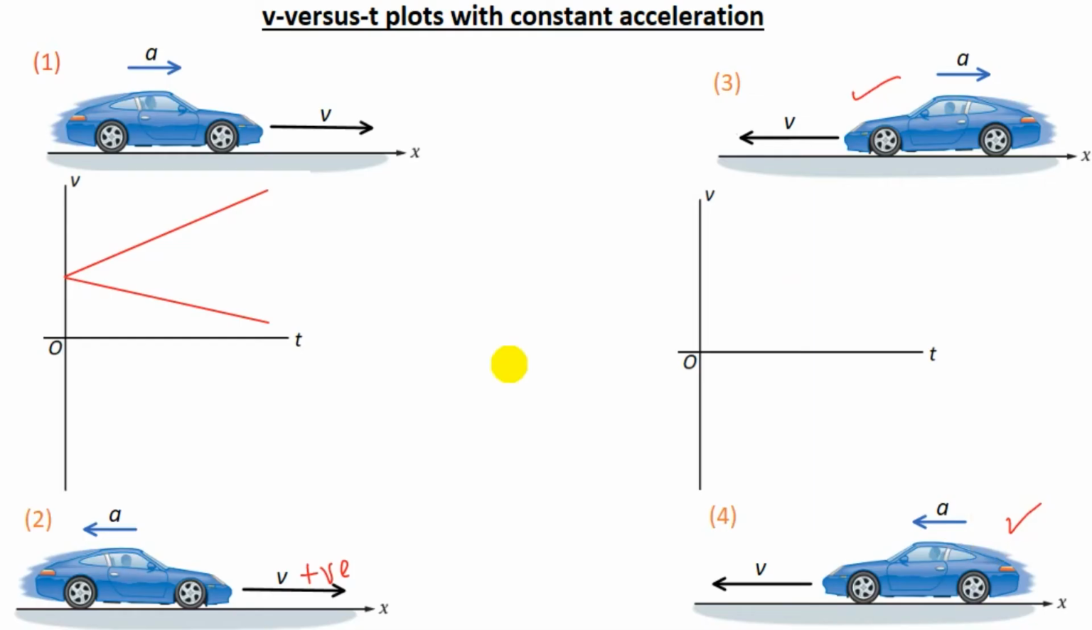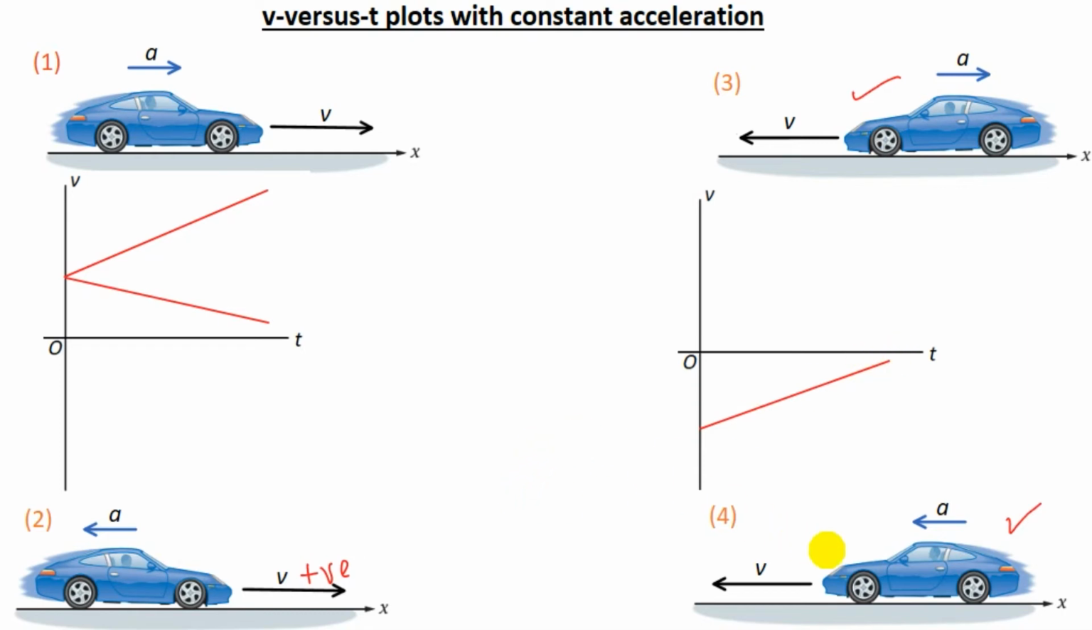Now let's discuss. In the third case, we can see that the car has a negative velocity and a positive acceleration. Since acceleration is positive, velocity will be increasing with time. So the graph would be something like that. Here you can see that the velocity is increasing, but the acceleration is towards the negative side. So that is why the graph is something like that.